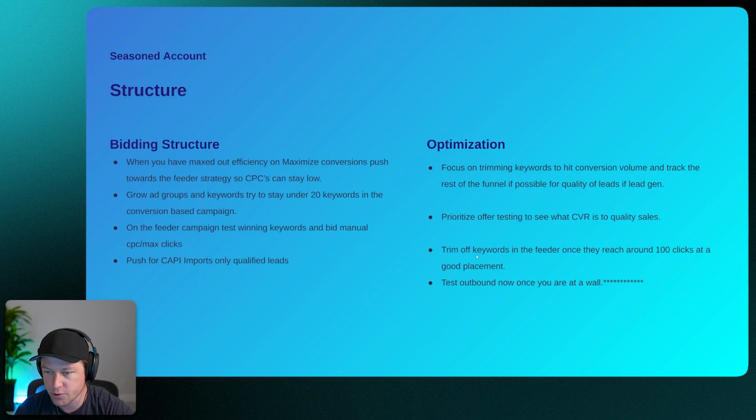Okay, and so we covered trim off keywords in the feeder once they reach 100 clicks at a good placement. And now once we've hit a wall on the sales team, on the placement, on the keywords, on the awareness keywords that might be more further up the funnel, now we have to figure out, okay, search is maxed out. Now we need to move to other channels to then see how those impact search.